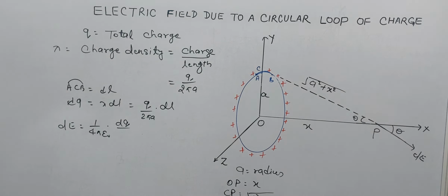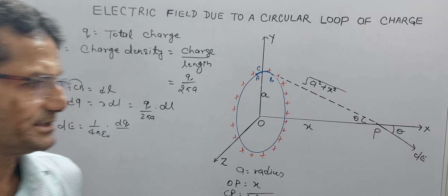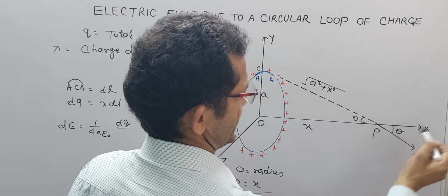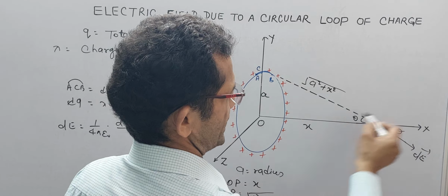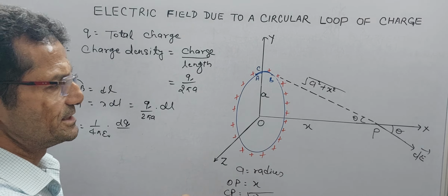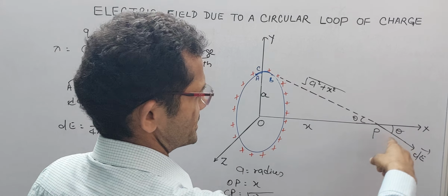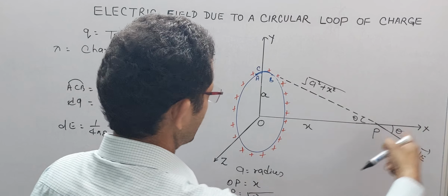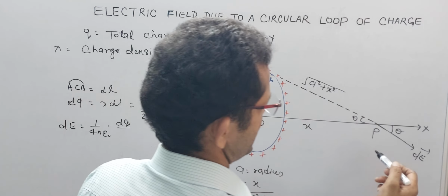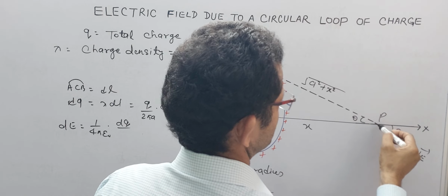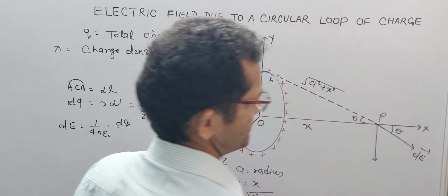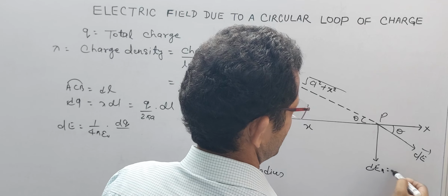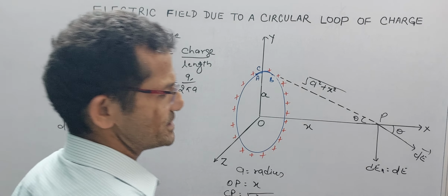Now look at this picture. Since the electric field is a vector quantity, dE has two components. One is along the x-axis, and another is normal to the x-axis. Normal to the x-axis will be along the z-axis, parallel to the z-axis. Breaking the field into two parts, this will be our normal component, dE_N, which will be dE times sine theta.